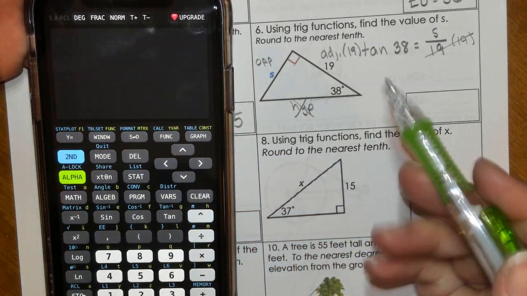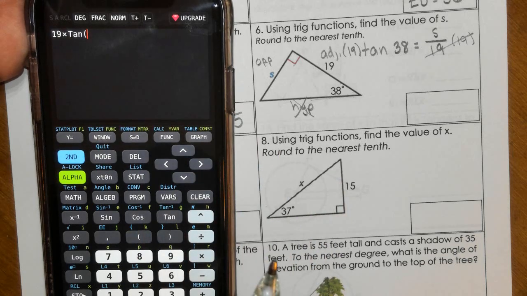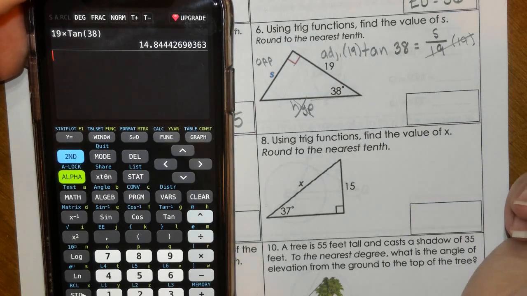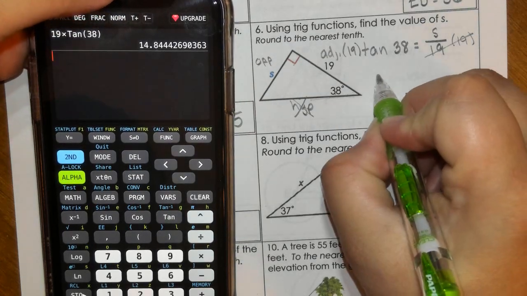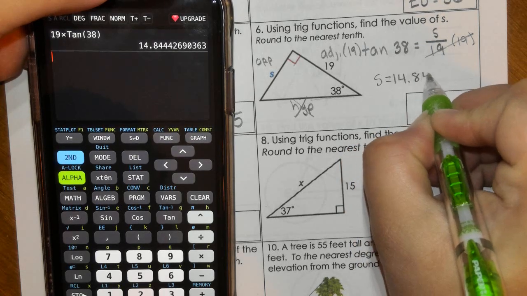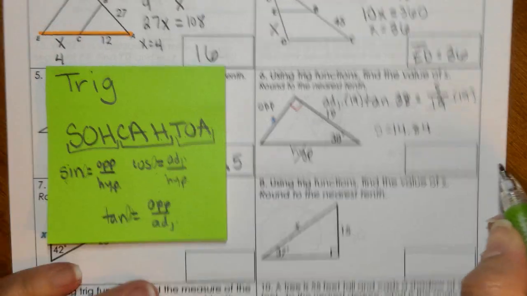Alright, so now if I have to put this in, I would go 19 times tangent of 38, enter, and I would get 14.84. Rounding to the nearest tenth makes this 14.8.